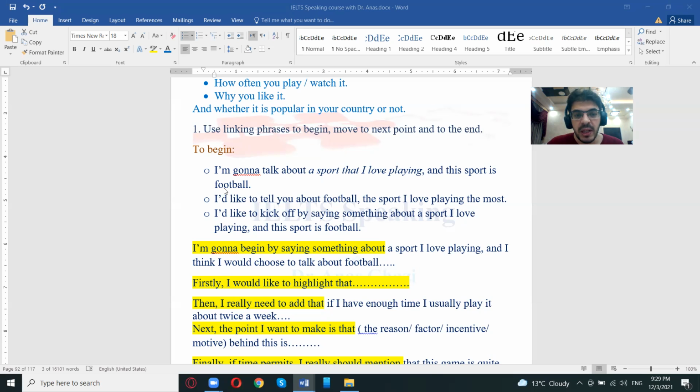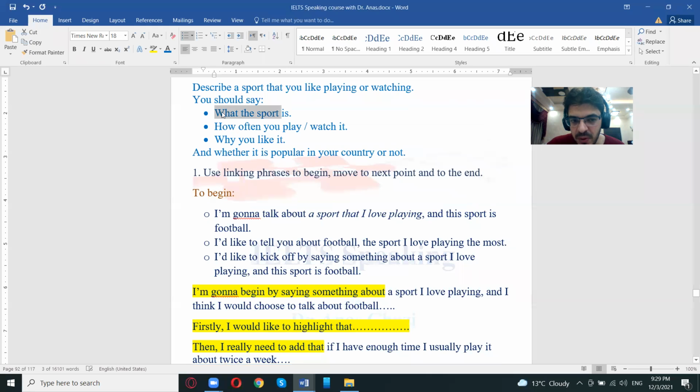Okay, firstly I would like to highlight that this game, then I'm talking about the first point, so I'm gonna add more details. I would like to highlight that this game is played with 2 teams, and there should be 11 players in each one, and it necessitates that this game should be played on a football field that has certain dimensions. For example, so you need to give more details about the sport.